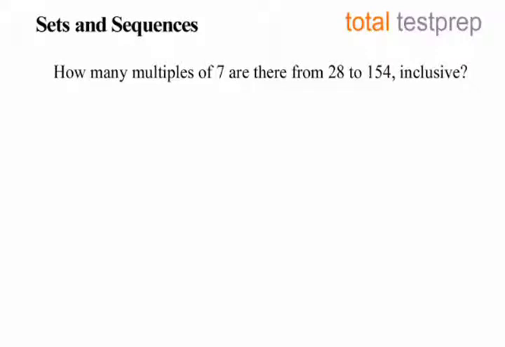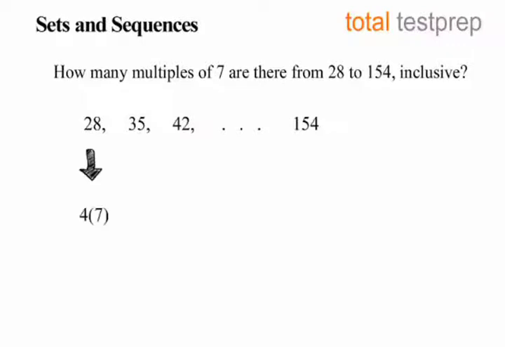Let's take a look at this question that uses the same concept. How many multiples of 7 are there from 28 to 154 inclusive? Well, we start with 28, the next one is 35, then 42, and so on until you get to 154. You could count them out like this, but it would take a while.